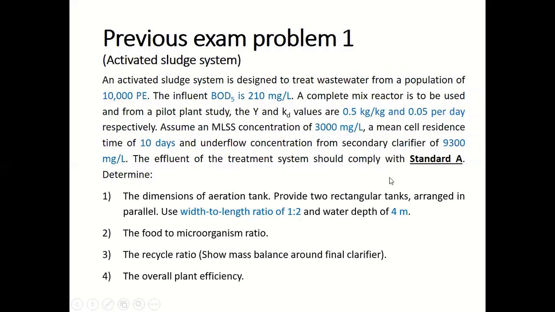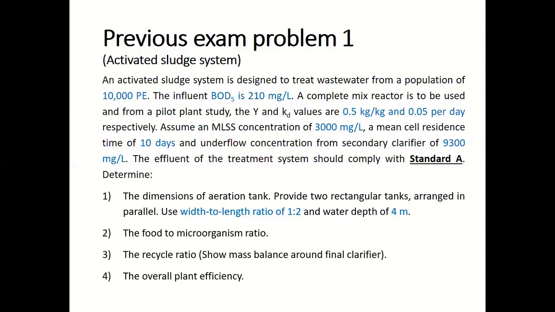Here, determine the dimensions of the aeration tank. Provide two rectangular tanks arranged in parallel. Use width to length ratio 1:2, and water depth of 4 meters. So it is giving you something; you don't have to assume. If you assume something different, it will be wrong. So the water depth is 4 meters, the width to length ratio is 1:2, and this is a rectangular aeration tank.